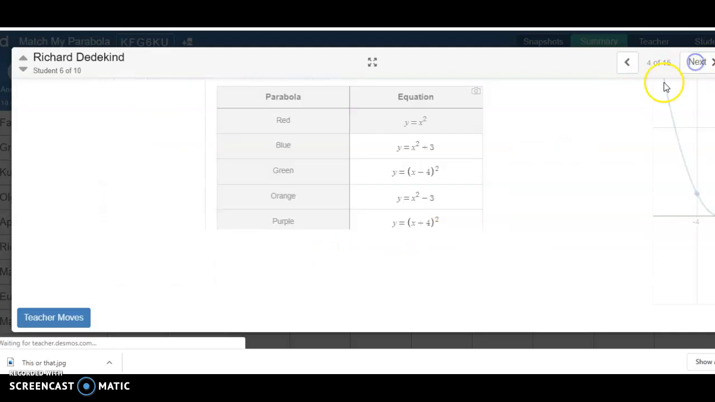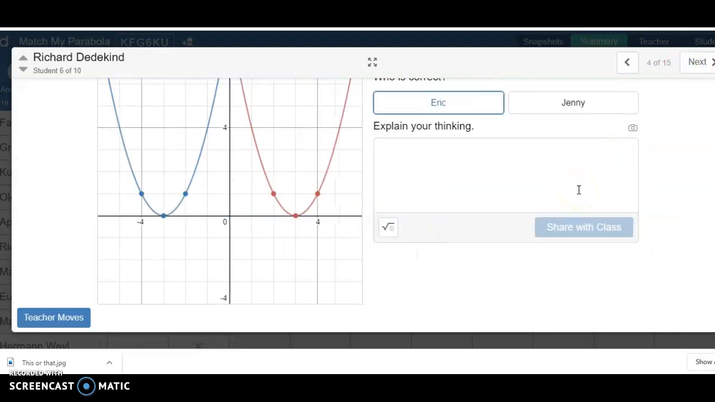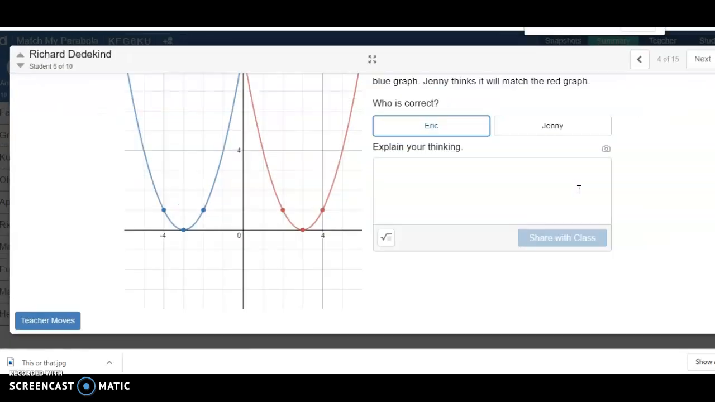All right, let's take a look at the next response here. Control plus, control minus.